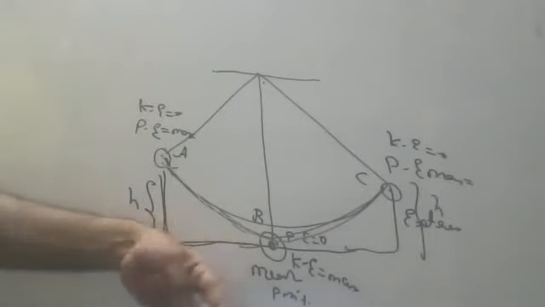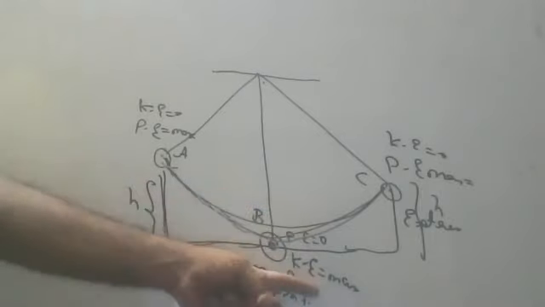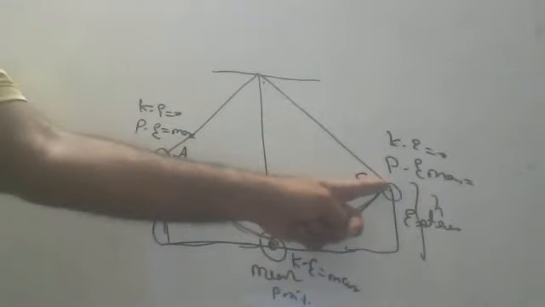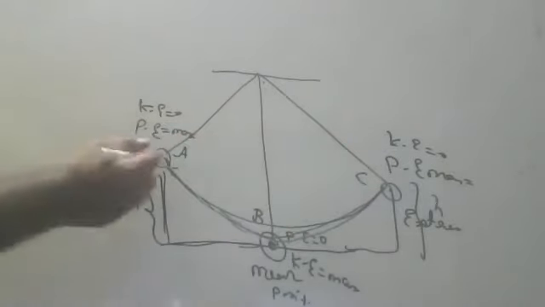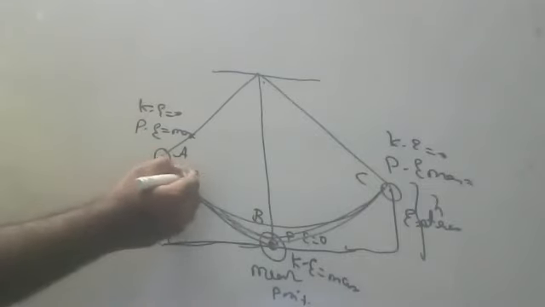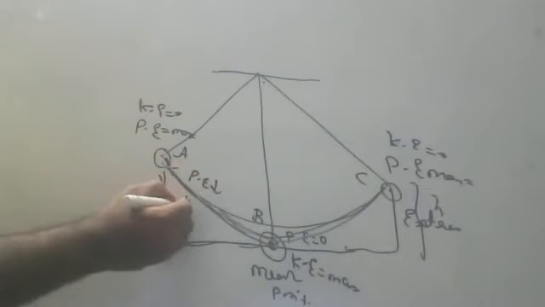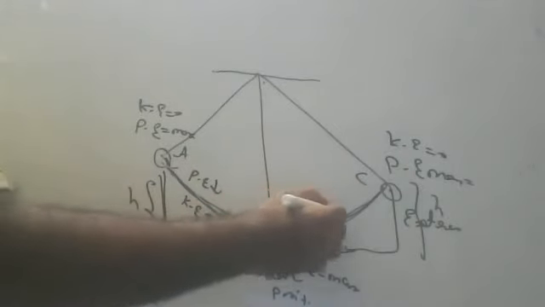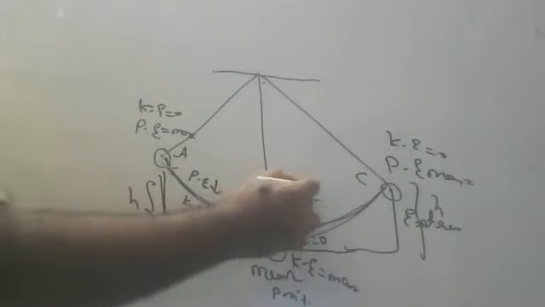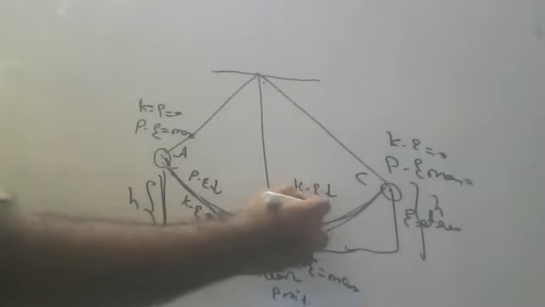So kinetic energy becomes potential energy, and kinetic energy decreases, potential energy increases and keeps on increasing. Potential energy is maximum here. So children, when it is going here, potential energy decreases, kinetic energy increases. When it is going here, kinetic energy decreases, potential energy increases.